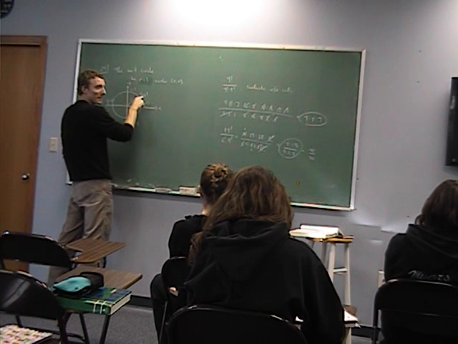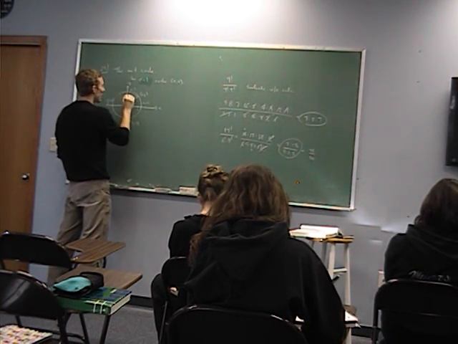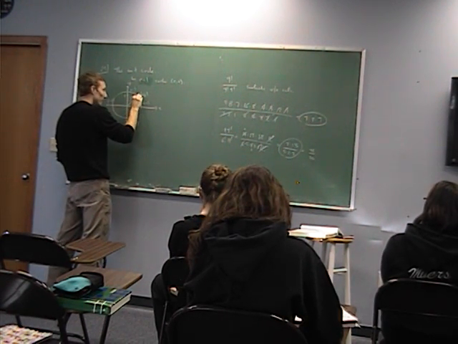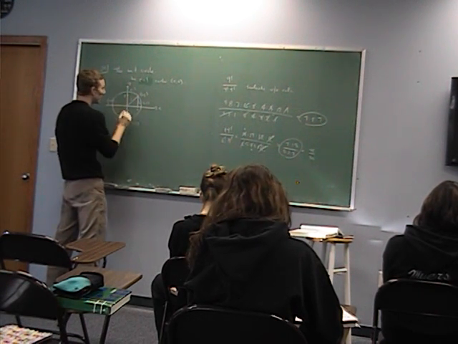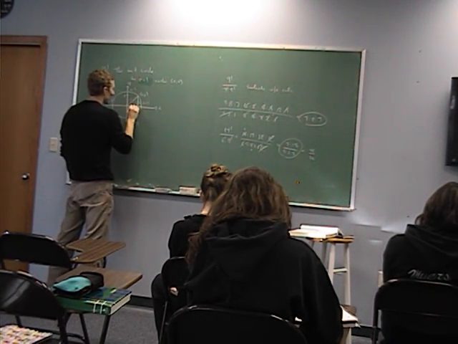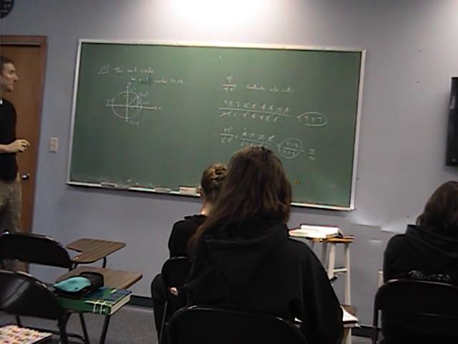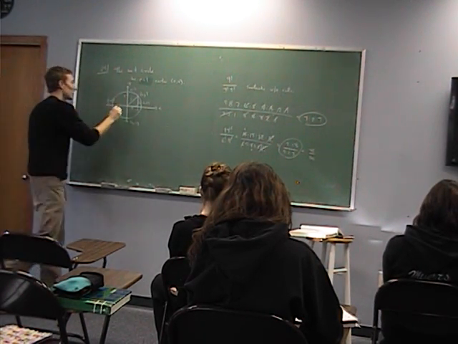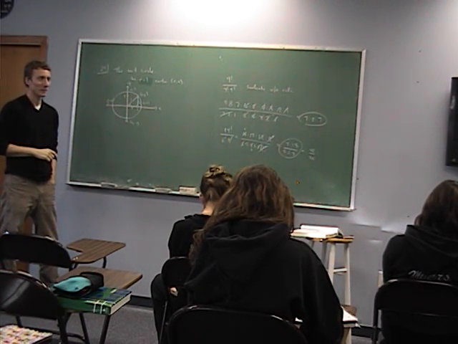Now, if this point is (x, y), that means it's over x units and up y units. So if I made a triangle and dropped down, I would have a height of y, and if I looked across, I would have a width of x. I can always look at my angle in here and evaluate sine, cosine, and tangent.